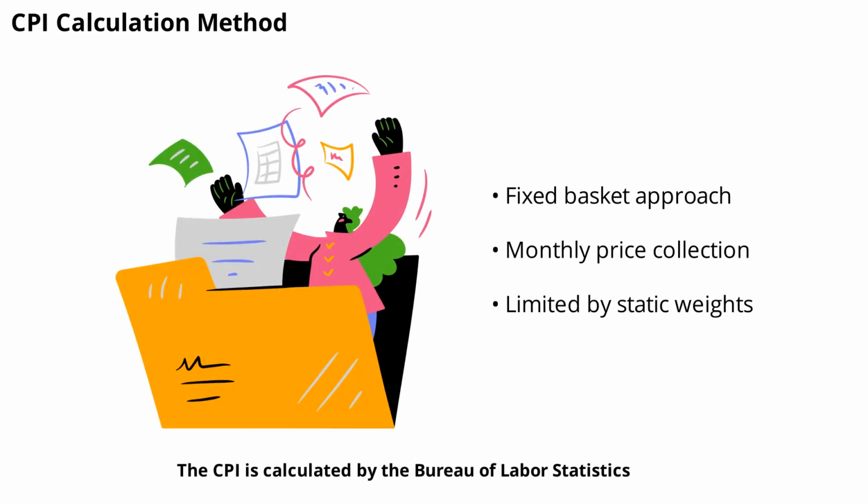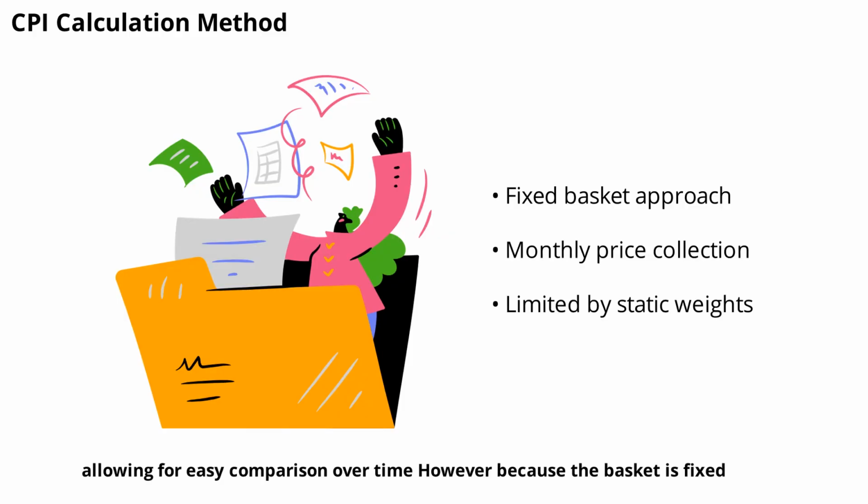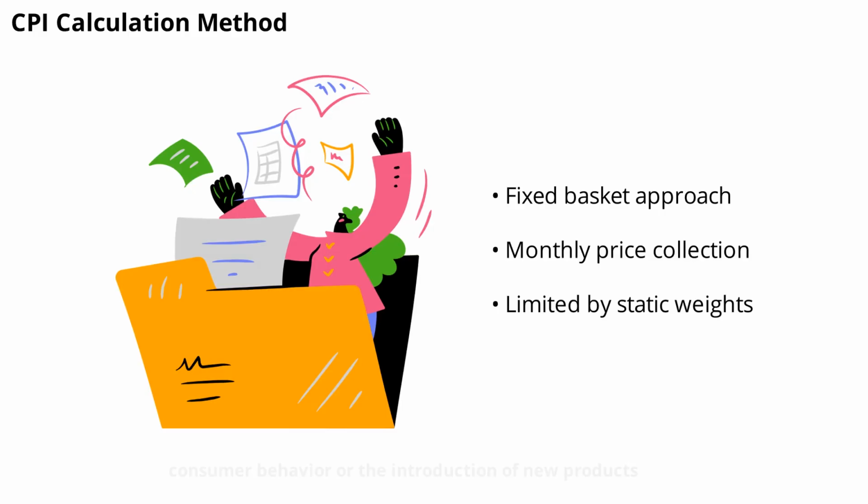CPI is calculated by the Bureau of Labor Statistics. It uses a fixed basket of goods and services, meaning the items and their weights are determined based on consumer spending patterns from a specific period. Prices are collected monthly from thousands of retail and service establishments. The index reflects price changes for this basket, allowing for easy comparison over time. However, because the basket is fixed, it may not fully capture shifts in consumer behavior or the introduction of new products. This is one of the limitations to keep in mind when using CPI.